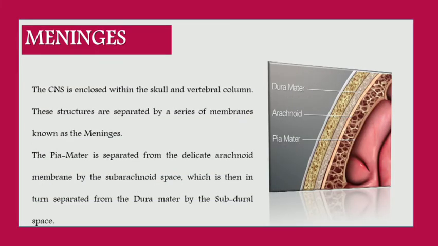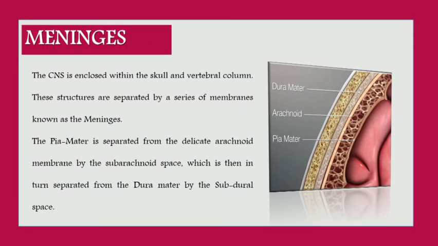Meninges. The central nervous system is enclosed within the skull and the vertebral column. These structures are separated by a series of membranes known as meninges. The pia mater is separated from the delicate arachnoid membrane by a subarachnoid space, which is then in turn separated from dura mater by subdural space.